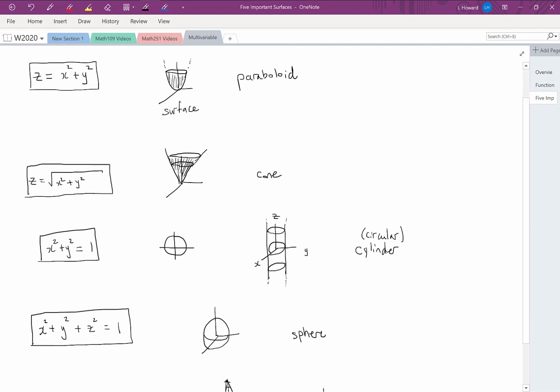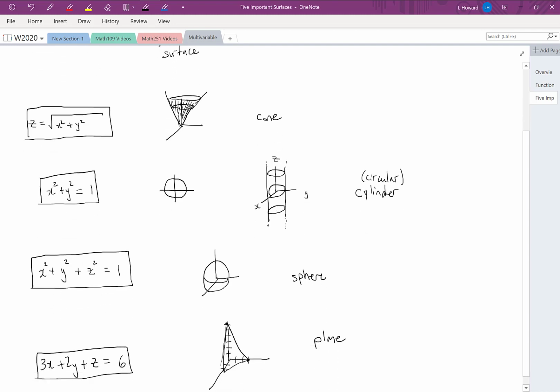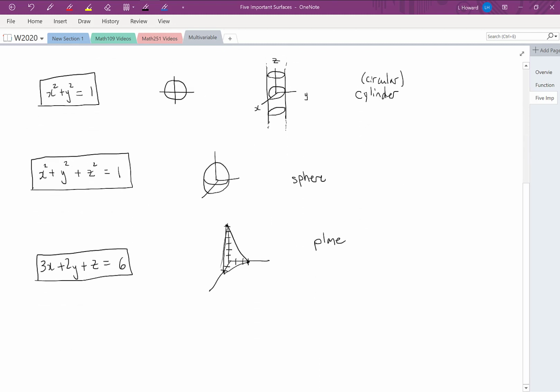So we had the paraboloid and the cone. Those were 2 situations where z is an explicit function of x and y. And then we saw 3 other surfaces that were defined by implicit functions. We saw the cylinder, the sphere, and the plane. So we'll see more details on each of these 5 important surfaces in some upcoming videos.